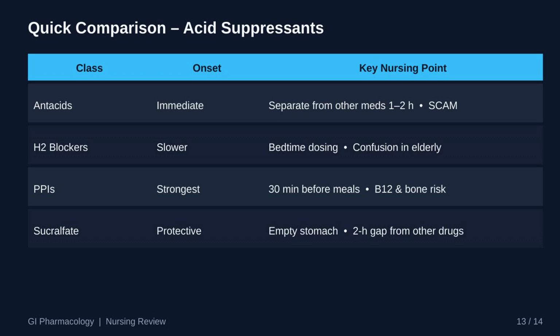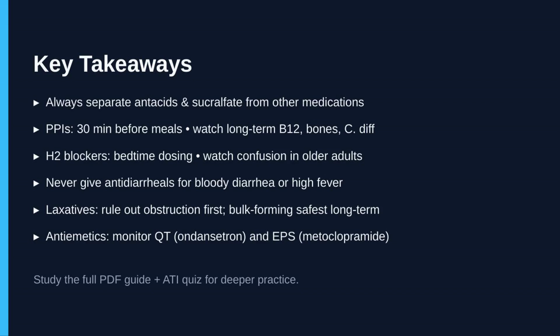Key takeaways: Always separate antacids and sucralfate from other medications. Take PPIs 30 minutes before meals and monitor for long-term risks. Give H2 blockers at bedtime and watch older adults for confusion.